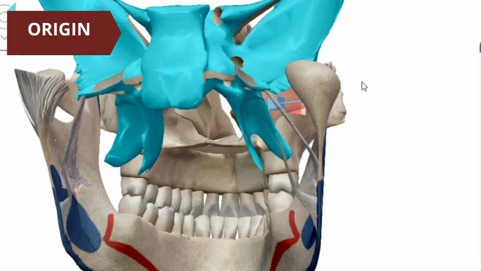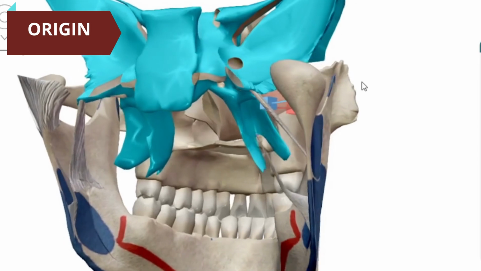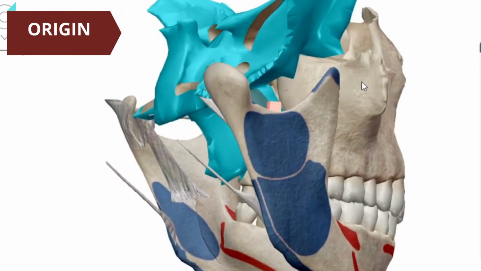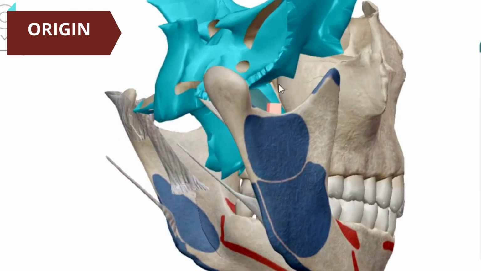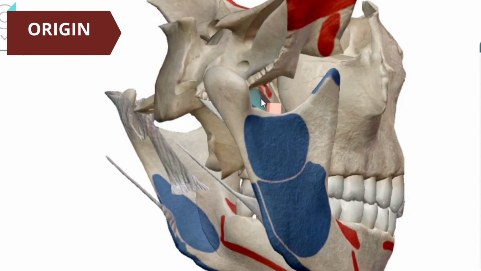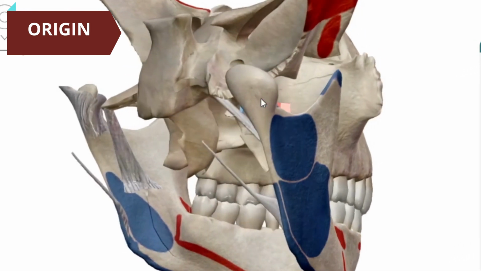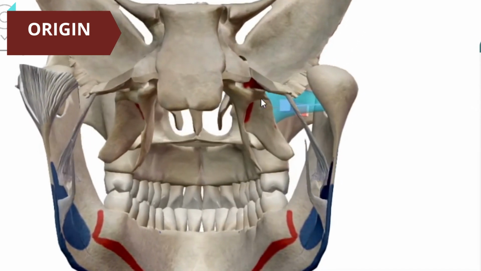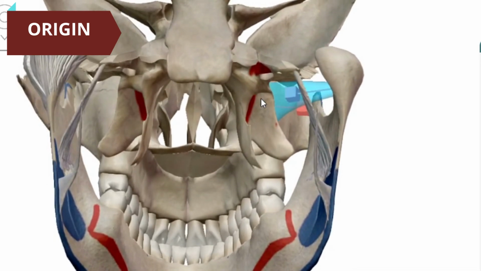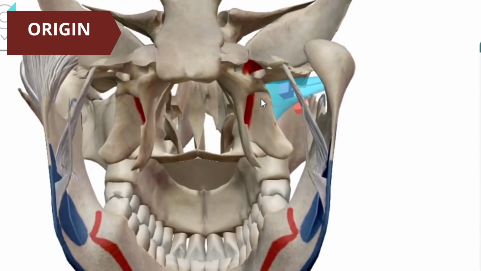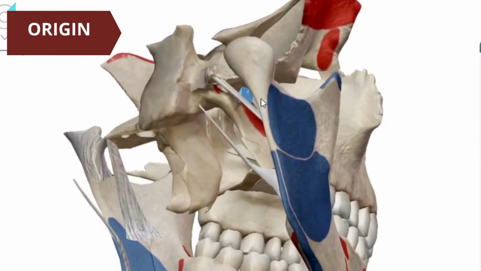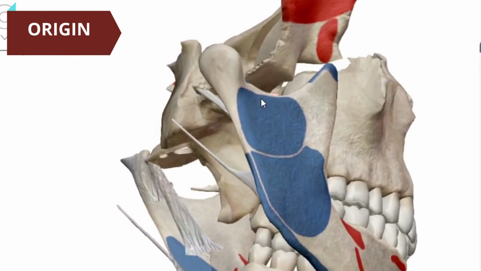So you can see over here, the upper head of the lateral pterygoid muscle will arise from the infratemporal surface of the sphenoid bone and the crest of the greater wing of the sphenoid. Now the lower head.